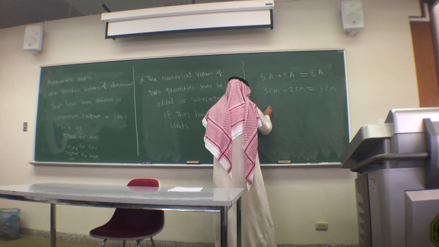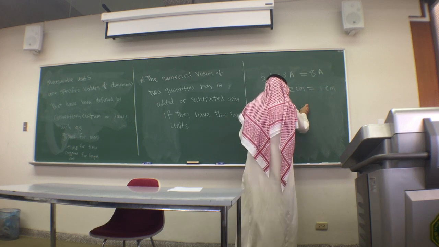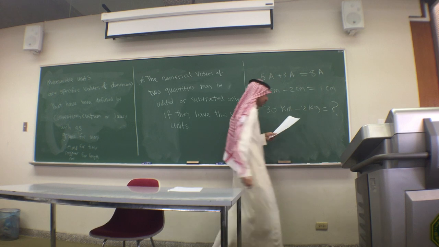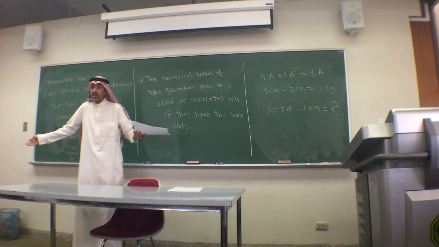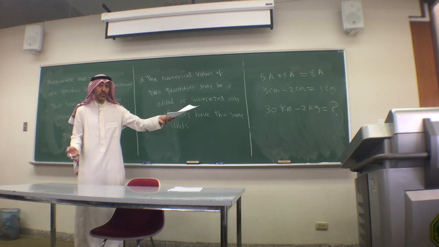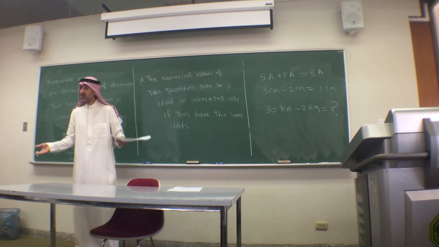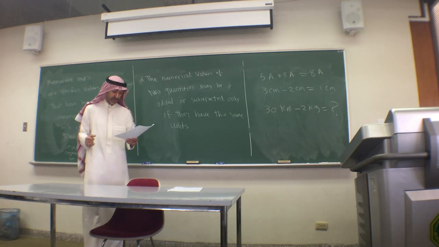What if we say 30 kilometers minus 2 kilograms equals what? Nothing. Cannot. Not homogeneous. It is dimensionally not homogeneous, because one of them is length and one of them is mass. So you cannot subtract mass from length.